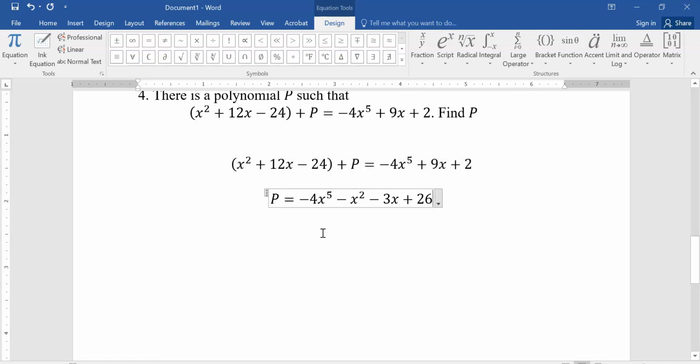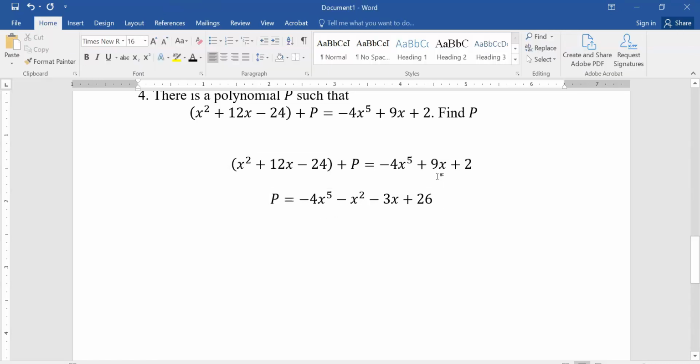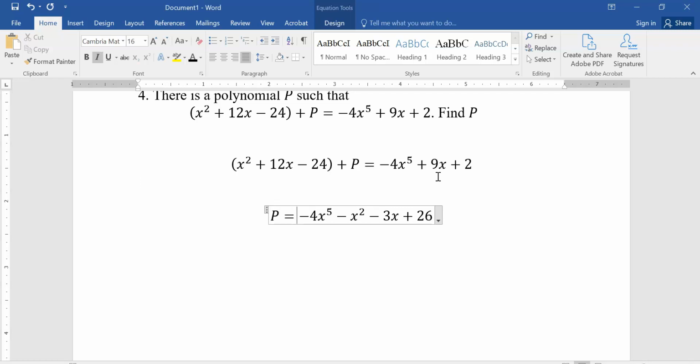So the polynomial that you need to deal with, or that you're looking for, is minus 4x to the fifth minus x squared minus 3x plus 26. Okay, it's important that you do not combine these first two terms because those first two terms are not alike.